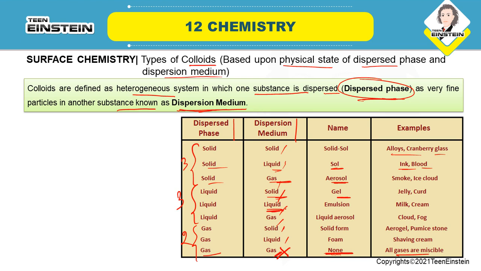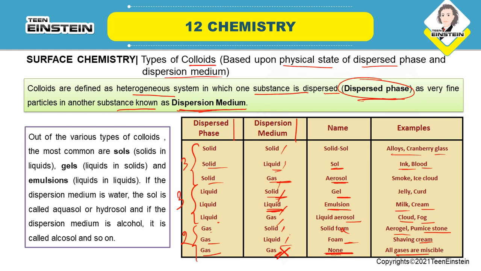Liquid in liquid, this is also very common. It is known as emulsion, milk, cream. So these are natural examples, right? Liquid in gas, that is called liquid aerosol. For example, cloud, fog, again natural examples. Gas in solid, it is foam. Aerogel, pumice stone, and gas in liquid, it is foam. For example, shaving cream. So though there are total 3 plus 3 plus 2, that is 8 types of colloids possible, depending on what type of dispersed phase, dispersion medium you have taken, but some of them are very common.